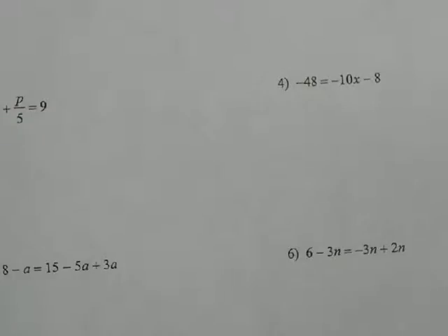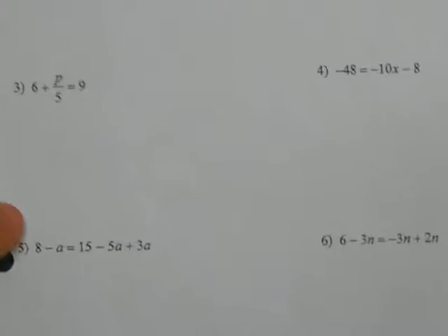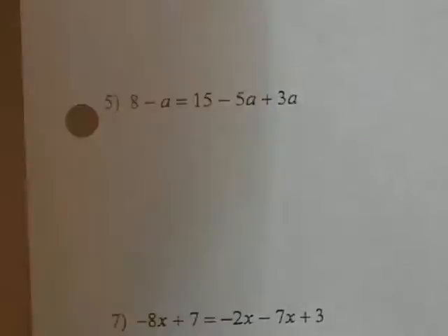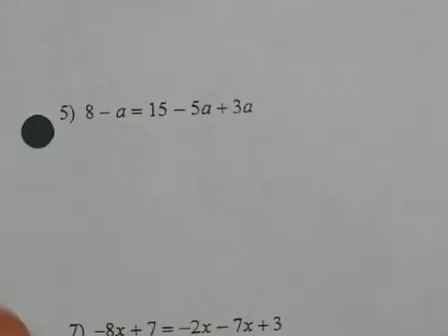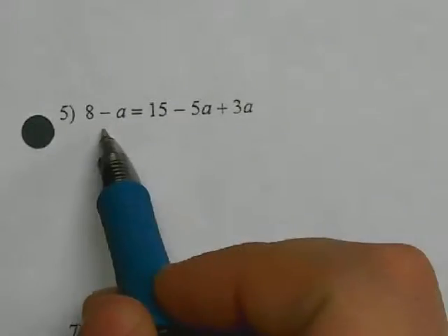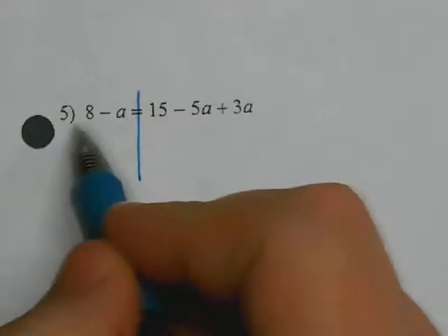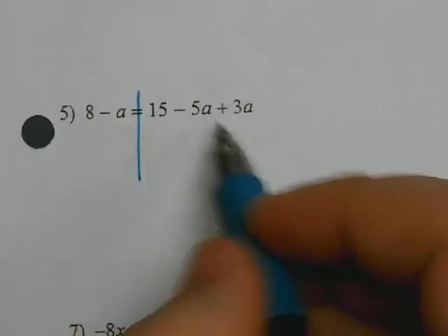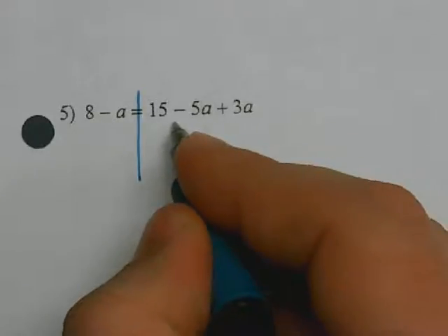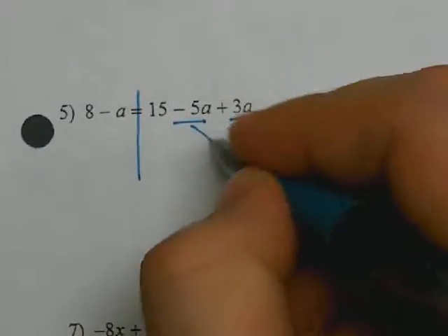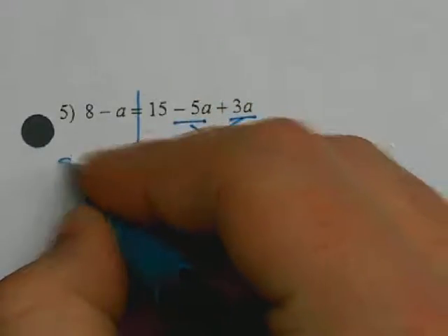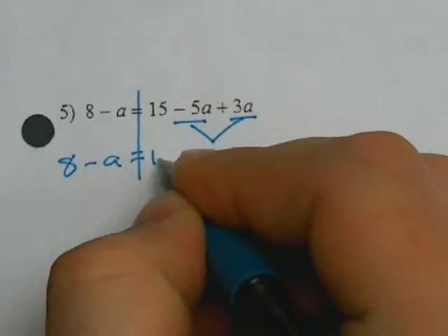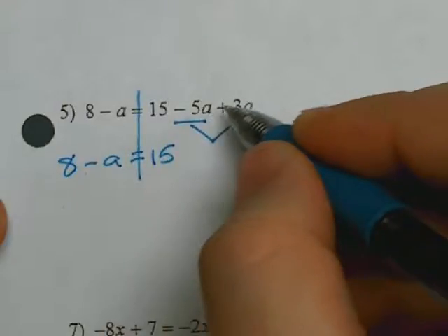So let's just start with number 5. Let me zoom in here. Looking at number 5, the first thing I ask myself is, can I combine any like terms on the left side or on the right side? If you draw that line, I can't combine anything over here because nothing's like terms. But can I combine anything over here? Yes, I can combine this negative 5a and this 3a. So I combine those and write what I have left: 8 minus a equals 15. And then negative 5a plus 3a would be negative 2a.